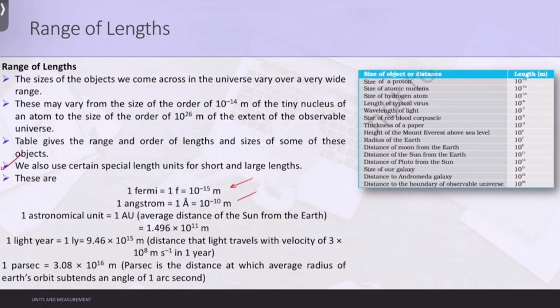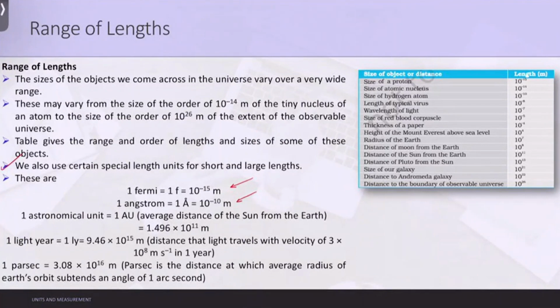Okay, please remember angstrom because this will be utilized majorly in your chemistry portions. Okay. Next thing is one astronomical unit. What is one astronomical unit? One astronomical unit is equal to 1 AU. It is denoted by AU, which is the average distance of the sun from the earth, which is equal to 1.496 into 10 to the power 11 meters.